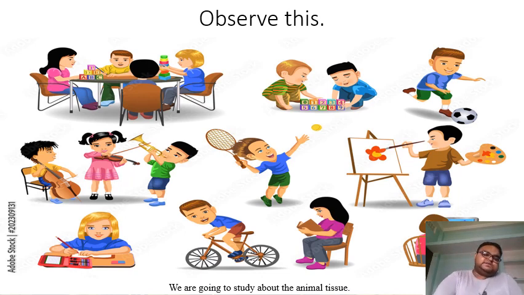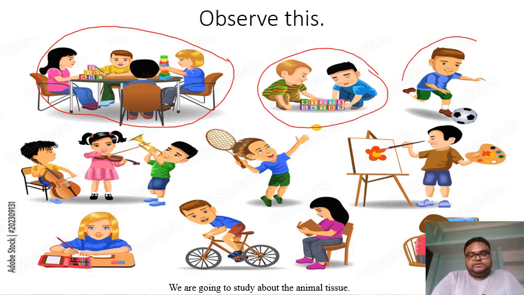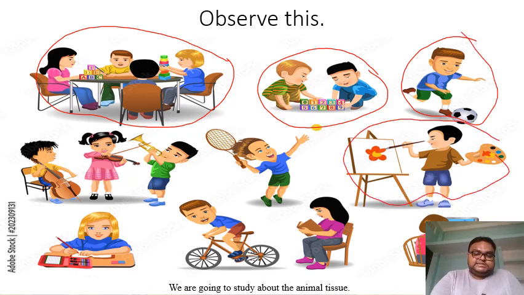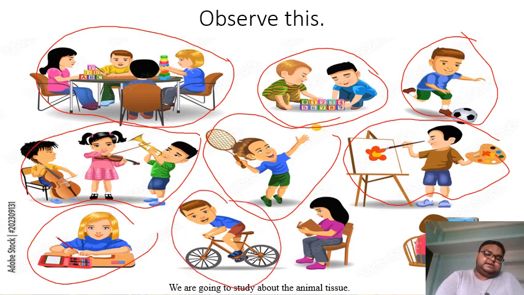So what is this person doing? These people are eating something, isn't it? These people are drinking something. So these two children are playing. This child is kicking the football. This child is making a painting. This child is playing table tennis, isn't it? This band is playing music. This girl is drawing something. This boy is cycling. This girl is reading.